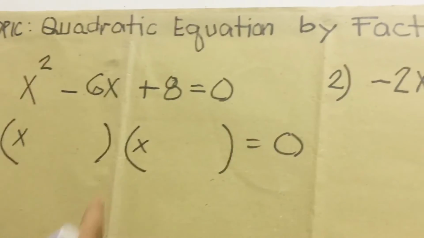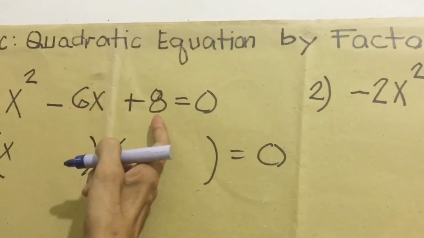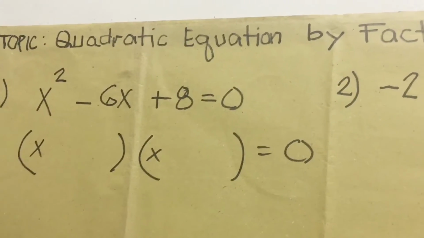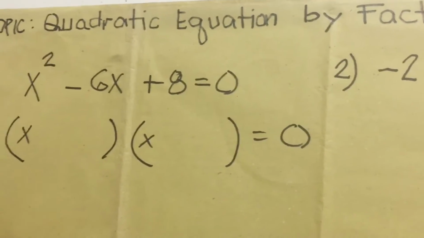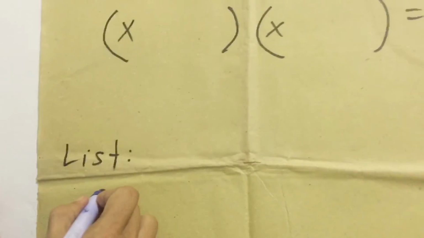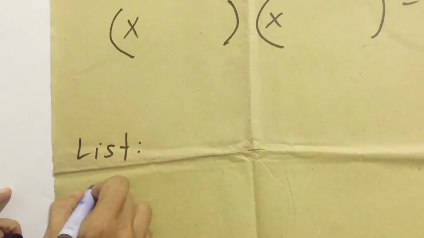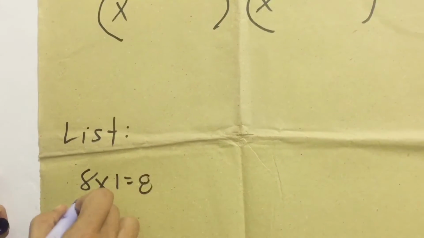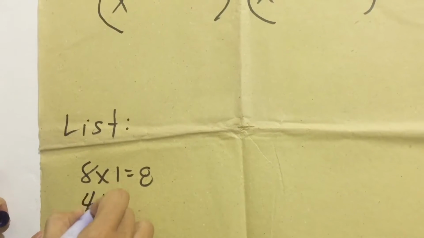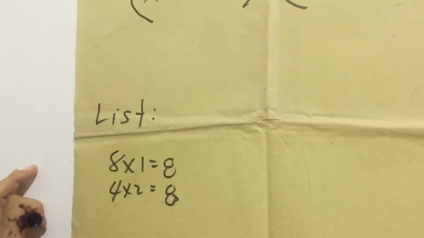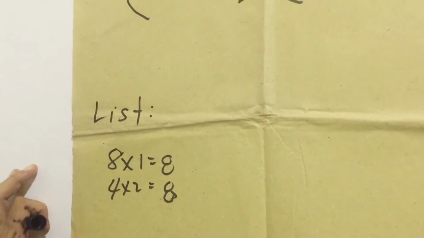And the next factor is the third term. What is the factor of 8? So we have to list down. By listing method, what are the factors of 8? 8 times 1 equals 8. 4 times 2 equals 8. Okay, no more. So those are the factors.